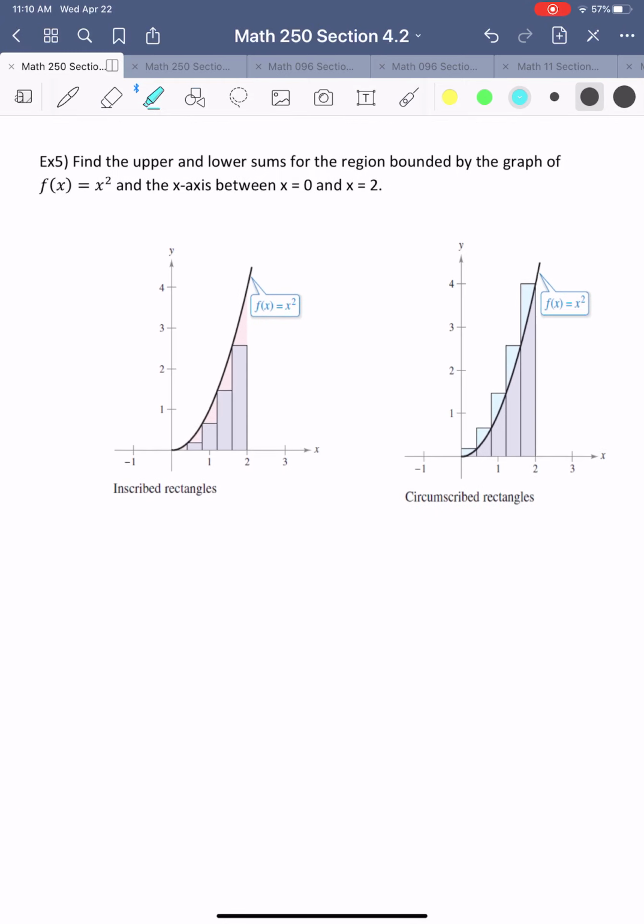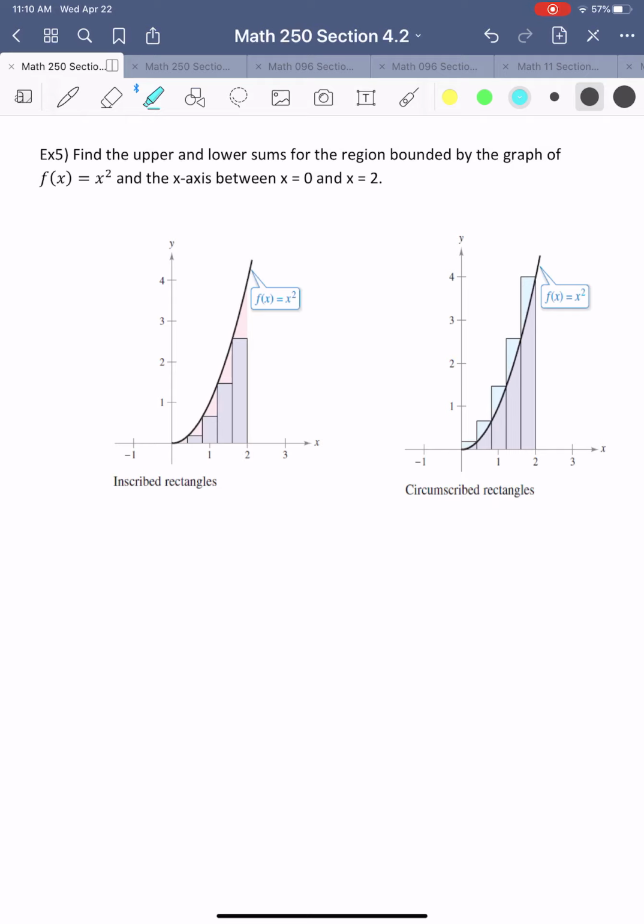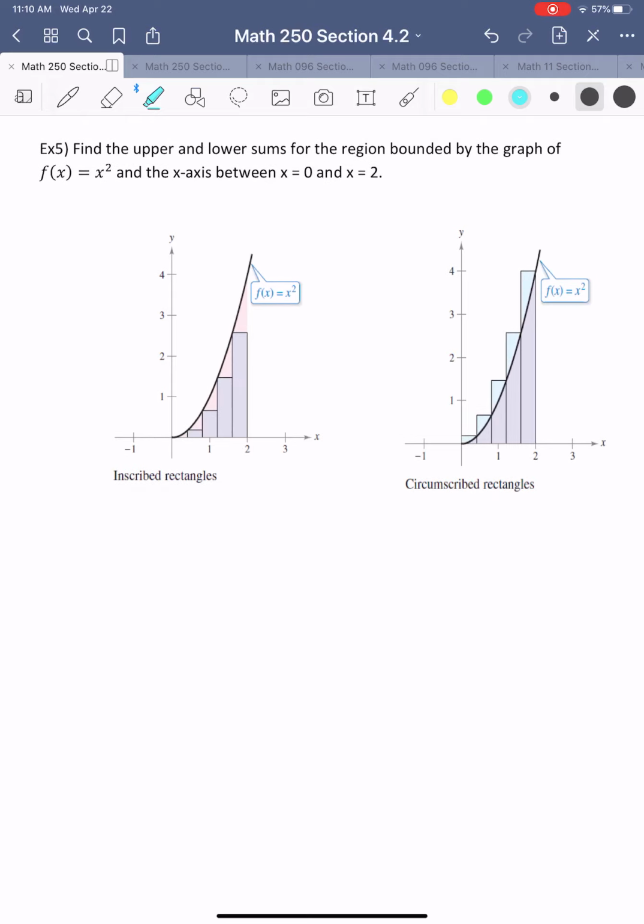All right, so let's do number 5 to see how we do this. Find the upper and lower sum for the region bounded by the graph of f of x equals x squared and the x-axis between x equals 0 and x equals 2. I'm going to find the inscribed rectangle, whose area is less than the area under the curve, but the circumscribed rectangle will be bigger than the area under the curve.